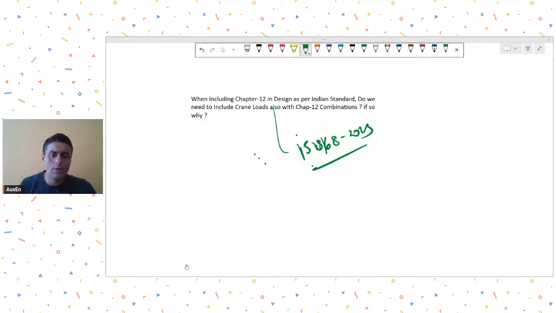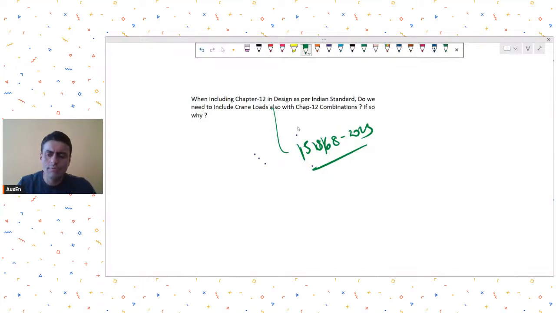Or should we include crane loads? Should we not include crane loads? I think that is your question. So you need to understand that the probability of cranes being operational at the same time when an earthquake hits is quite rare. So accordingly, you will have to do the adjustment in the load combinations.